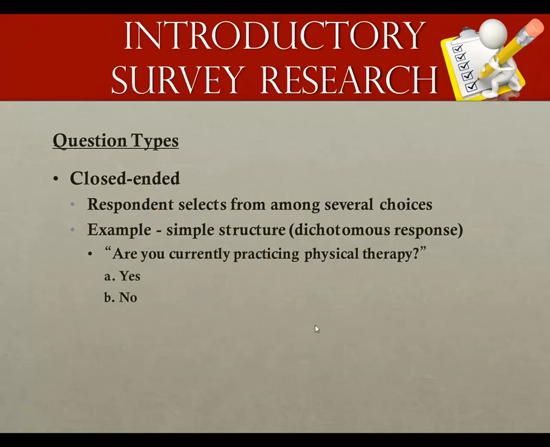We might offer our participants a choice, a dichotomous choice of yes or no, for example. And these are very simple type questions, and the simplest type to make. Respondents can select from several choices. And again, these are called closed-ended type questions.